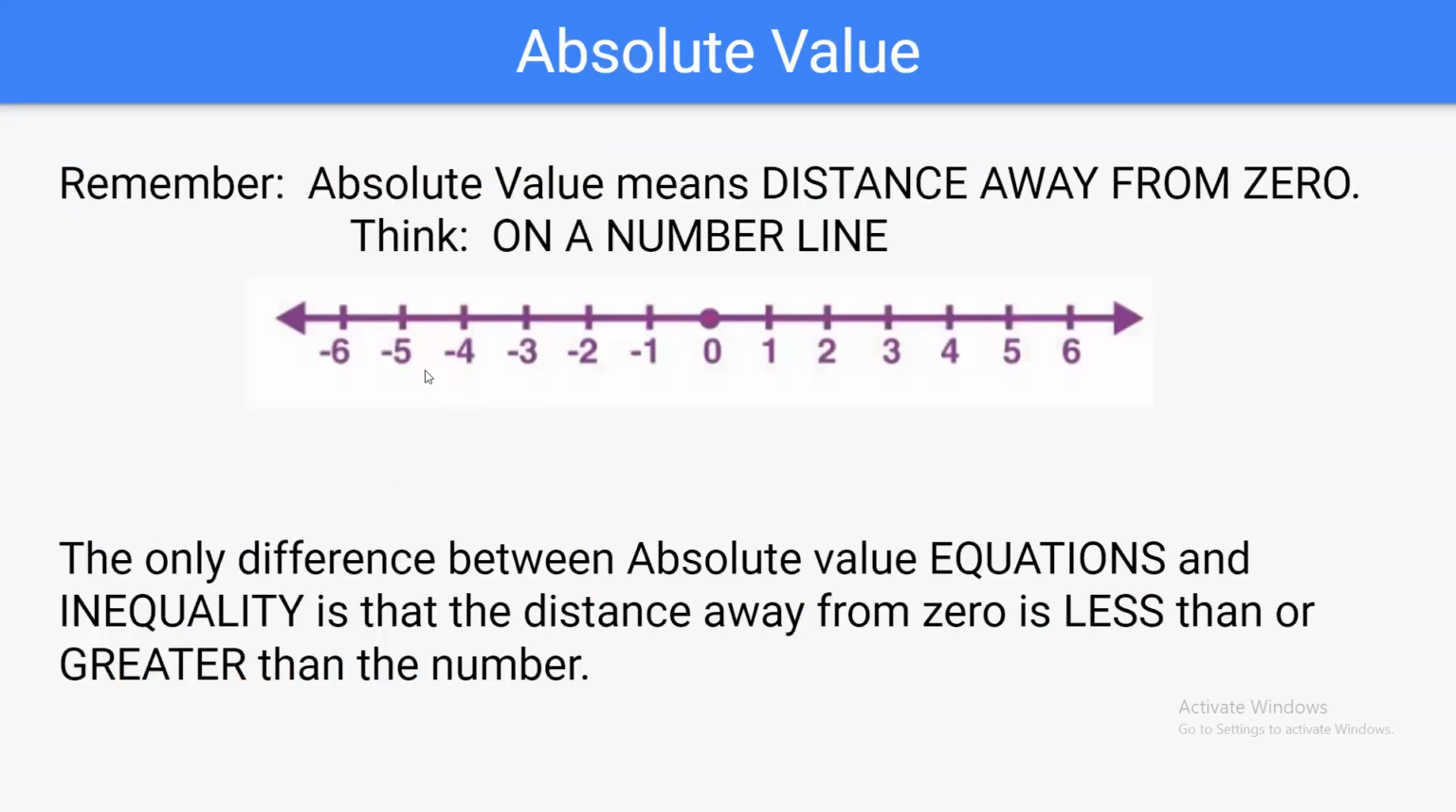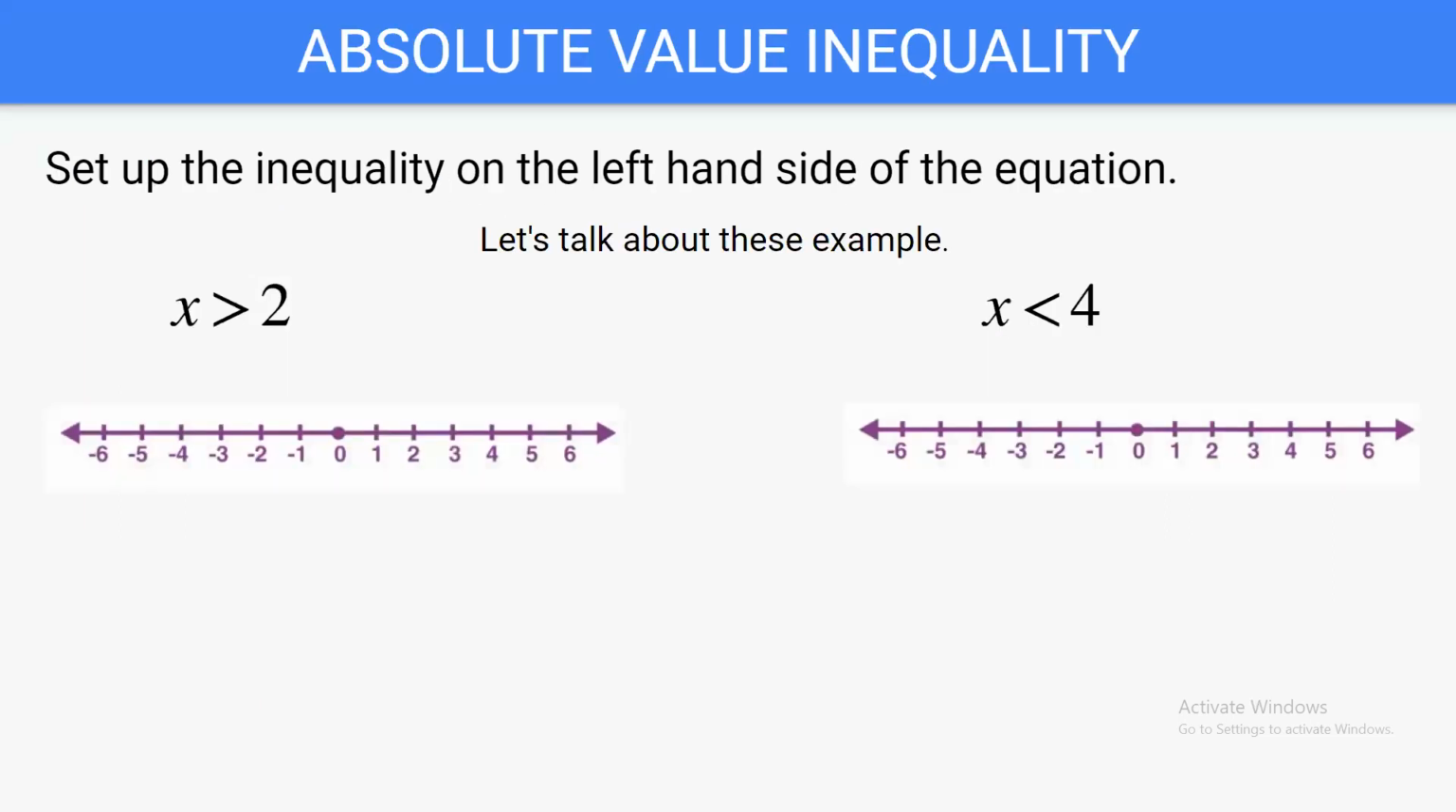And let's get started. So remember the absolute value definition, right? It means distance away from zero. Okay, and we think number line. The only difference, right, is an inequality now. So if I have absolute value of x is greater than 2, or absolute value of x is less than 4, right?